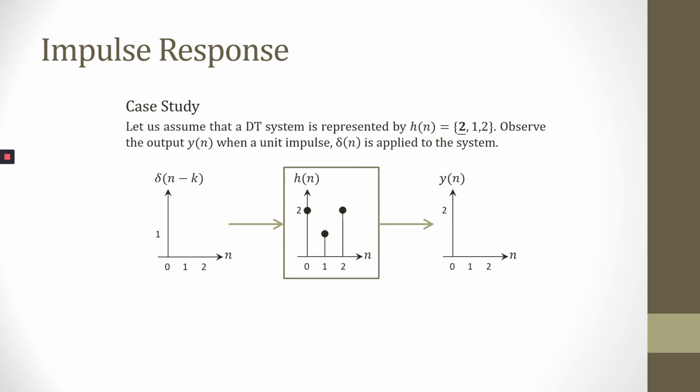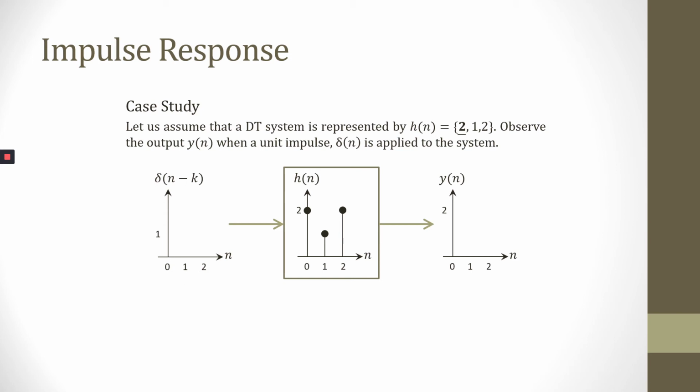Let us assume that the discrete time system is represented by hn. The bold and underlined value is representing the value of hn at the origin, n equal to 0. So this is 2. This is positive 1, the value is 1, and at n equal to 2, the value is 2. Observe the output yn when a unit impulse, this one, is applied to the system.